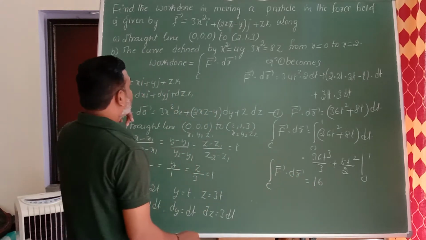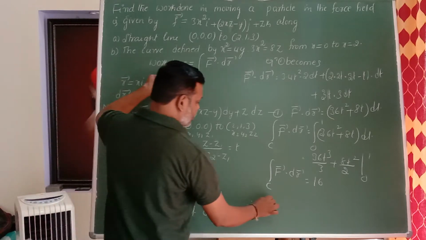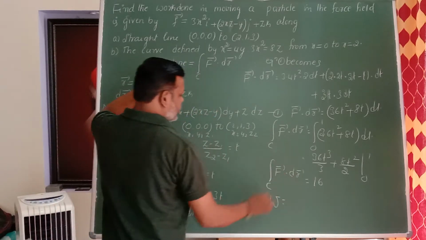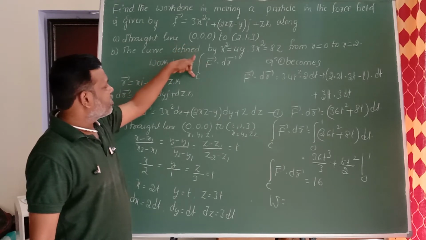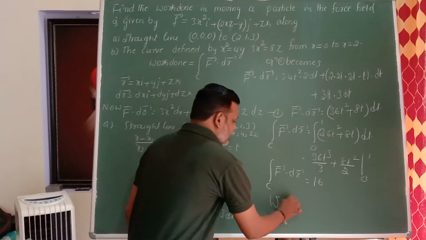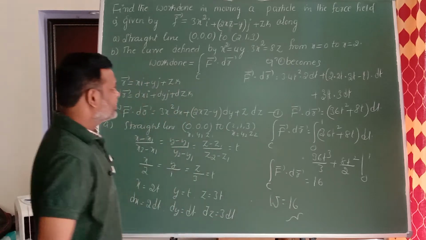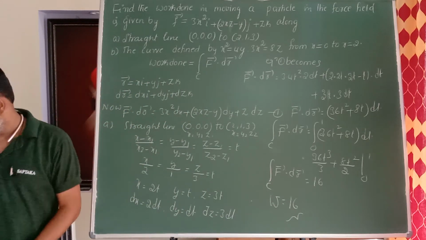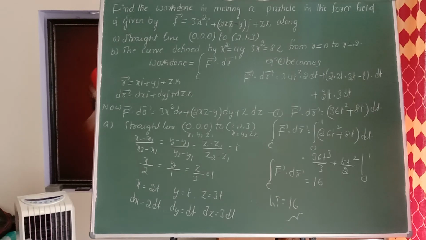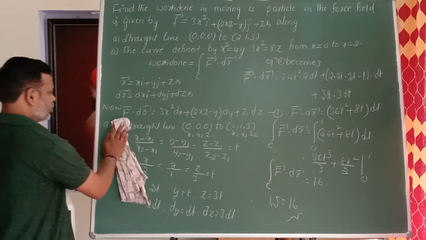Therefore, we want the work done, right? Work done is denoted by capital W. Work done is equal to the line integral of F dot dr over C. What is the answer? 16. So work done is 16 for the first question, right? Now let us move to the second question here. What is the second question, sir? It's very simple, very simple.